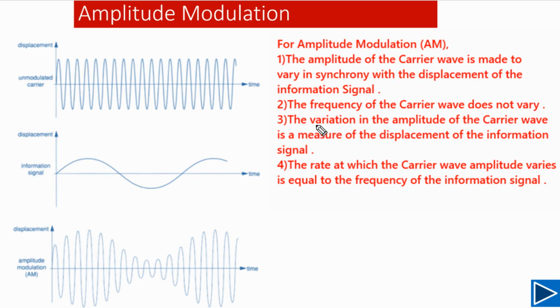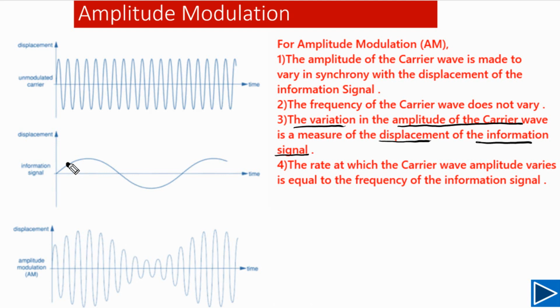The next point is telling us that the variation in the amplitude of the carrier wave depends on the displacement of the information signal. It means that when the displacement of the information signal is bigger, the change in the amplitude of the carrier wave will be bigger. And when the displacement of the information signal is small, then the change in the amplitude of the carrier wave will be small. We can also understand this from the amplitude modulated wave.